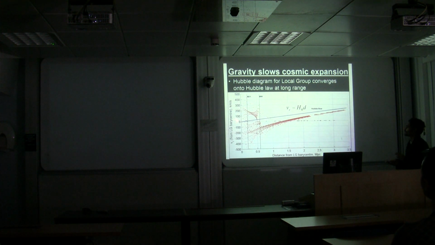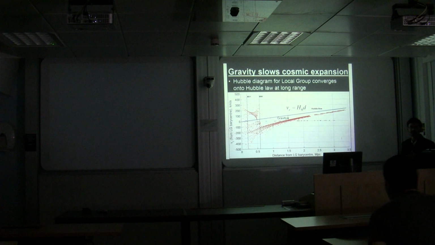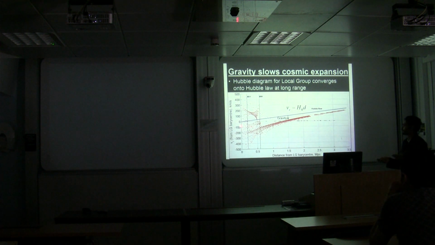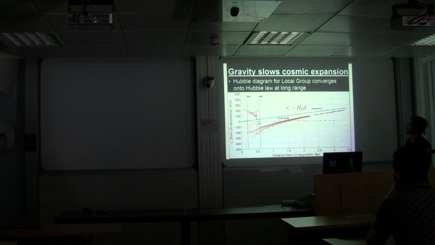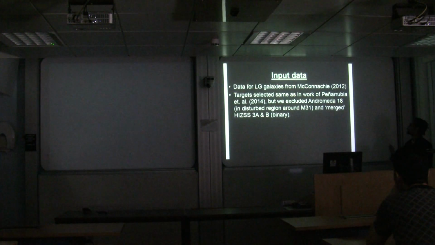So basically it converges onto this, the blue line, which is what happens in a perfectly homogeneous universe. It converges onto that at long range, but at short range, the velocities are lower because of gravity from the Milky Way and Andromeda, which we see around here. Yeah. So that's the basic idea you want to take away: that gravity is reducing velocities because it's attractive.